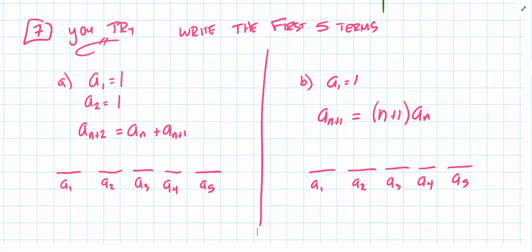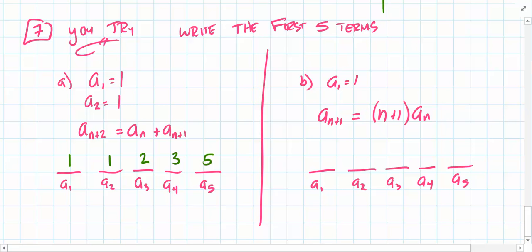All right, what did you get for part A? Well, the first ones were given to us, 1 and then 1. Okay, then what? And then 2. And then 3 and 5. So this is nothing more than the Fibonacci sequence. So you have to realize that the term two terms down the line is equal to the sum of the previous two terms. That's what that says.